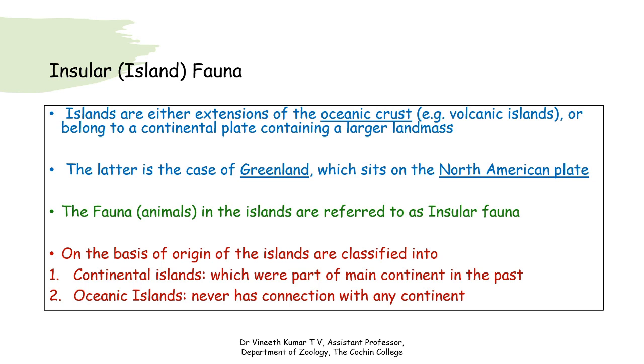On the basis of their origin, islands are classified into two. They are classified as continental islands and oceanic islands. The first one, continental islands, were part of the main continent in the past. That means they might have been connected, and now it is an island.